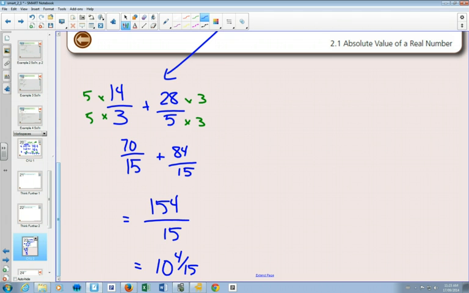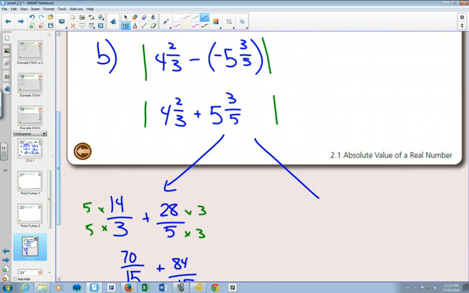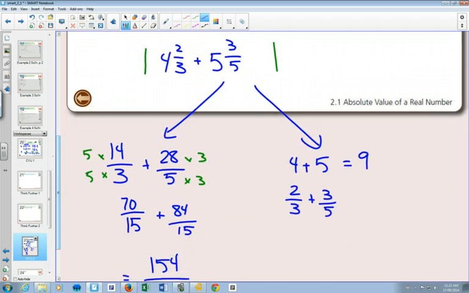How many people use that as their adding fractions technique with mixed numbers? 2 people? 3 people? How many people use, with mixed numbers, doing them separate? Add my whole numbers together, 4 plus 5 is 9. Add my fractions together, 2/3 plus 3/5. Well, again, I have to get a common denominator, but here my numbers are a little bit smaller, which is nice.